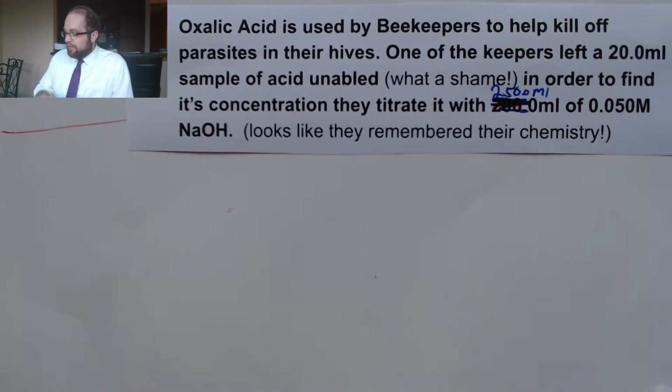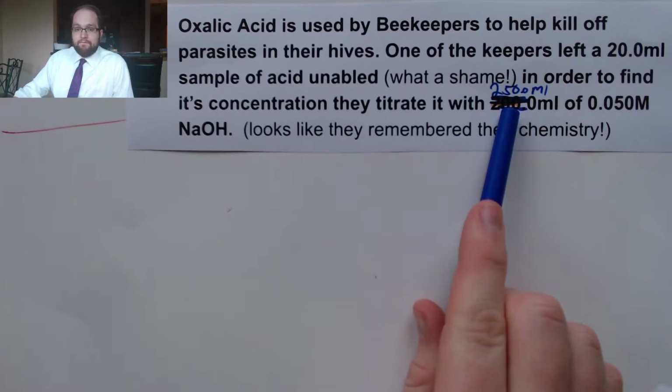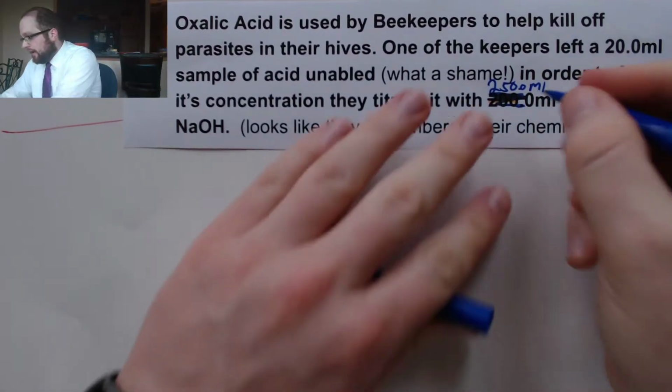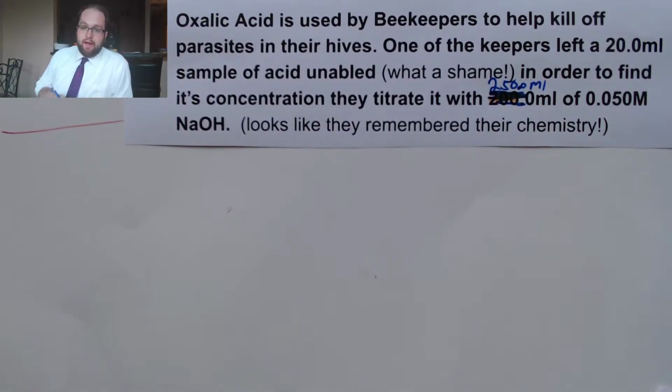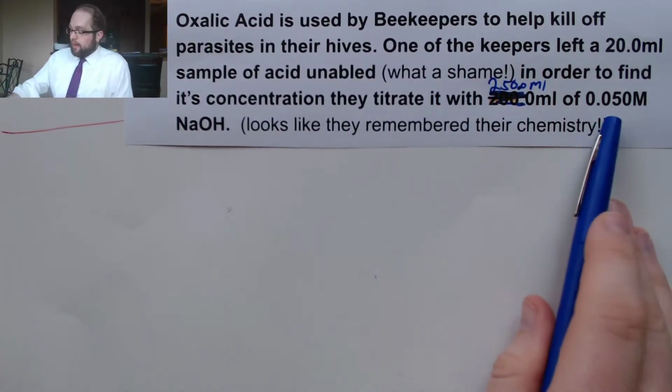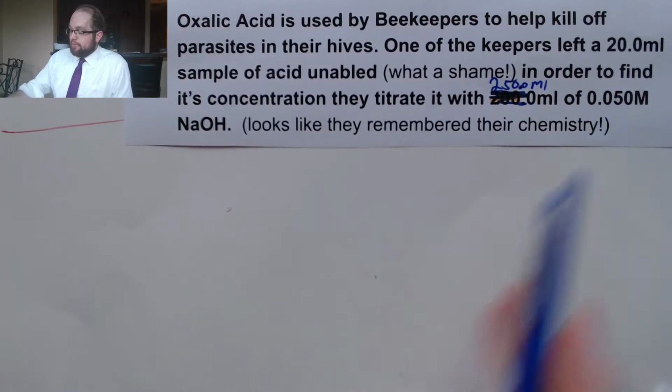So we take 20 milliliters of that acid. We want to find its concentration, and in order to do so, we use 250 milliliters of NaOH, sodium hydroxide. That sodium hydroxide has a known concentration of 0.05 molar.